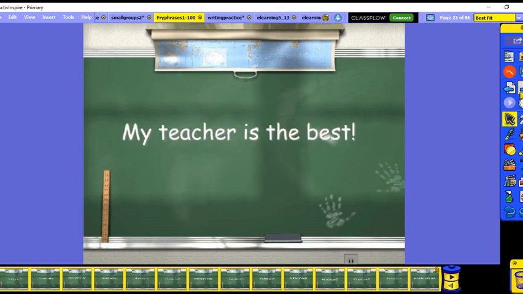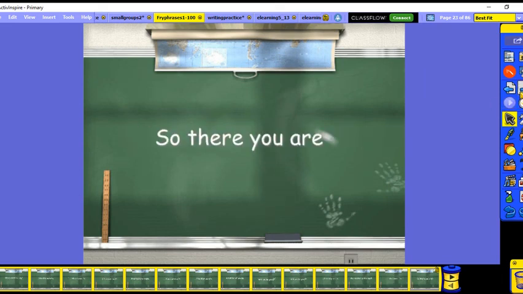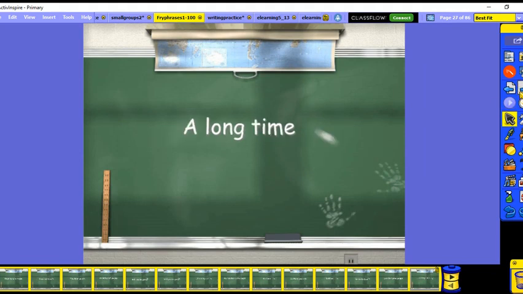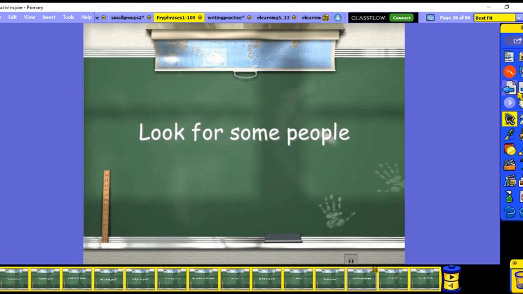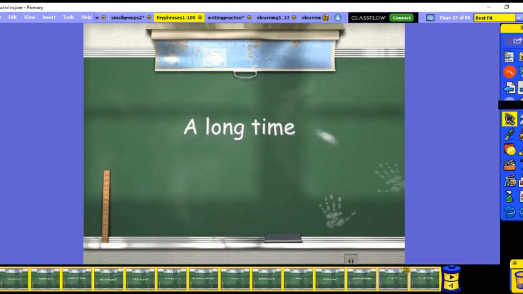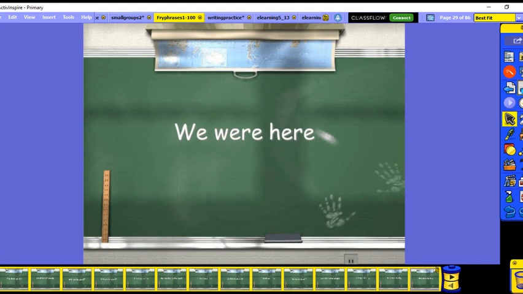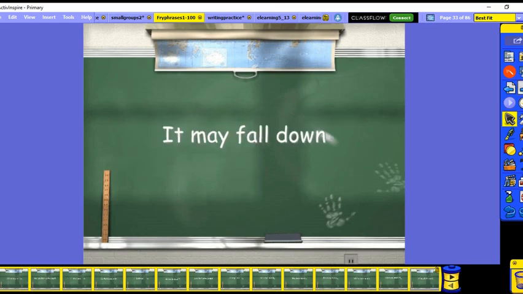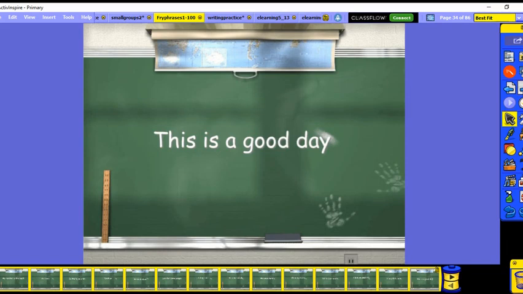This is my cat. My teacher is the best. Go down. So there you are. Look up. Write it down. Look for some people. A long time. The other people. Look for some people. A long time. The other people. We were here. From my room. Write your name. Have you seen it? It may fall down. This is a good day.